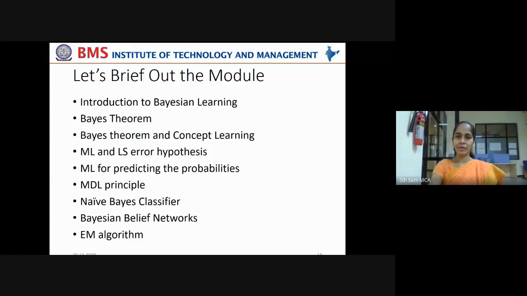Now in this module, we have learned what Bayesian learning is and how it is used to draw inferences with some support or confidence, and the Bayes theorem in association with concept learning, and the maximum likelihood and least square error hypothesis, and the maximum likelihood for predicting the probabilities, and the minimum description length principle, how simpler hypotheses are preferred over complex hypotheses, and the naive Bayes classifier, how conditional independencies should be considered while classifying using the naive Bayes method, and Bayes belief networks, how you can attach probabilities to the child nodes given the parent nodes' probabilities, and finally the expectation maximization algorithm.